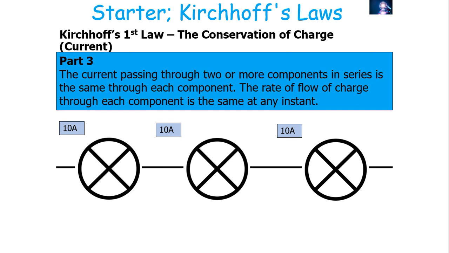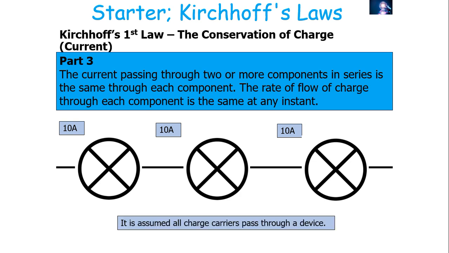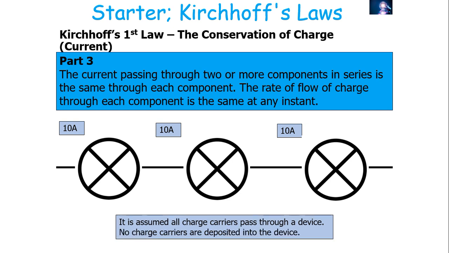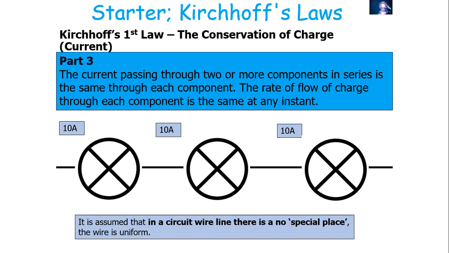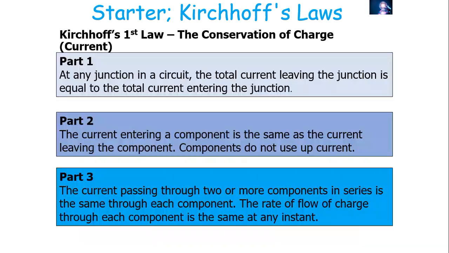That's the second part. The third part is that the current passing through 2 or more components in series has to be the same through each component. So the rate of flow of charge through each component is the same at any instance. So all the charge carriers are passing through the device. No charge carriers are being deposited into the device. No charge carriers are changing speed. So it's assumed basically that in a circuit wire, there's no special place. This wire is completely uniform. The current is the same all the way along.